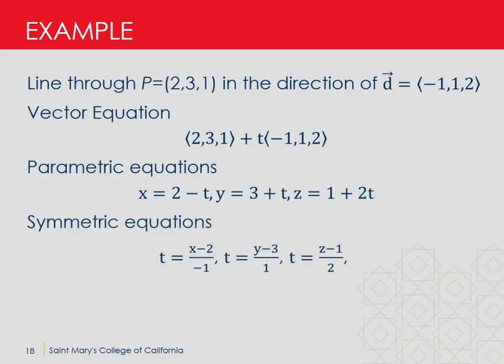And then finally the symmetric equation. Let's just take each of those x, y, and z and solve for t. And again, you can see it directly. You don't have to go via the parametric equations if you don't want to. So it's (x - 2)/(-1), (y - 3)/1, and then (z - 1)/2. But because each of those things is equal to t, we can just set them equal to each other. So these are all equations to give us this one single line that goes through (2, 3, 1) in the direction of (-1, 1, 2).